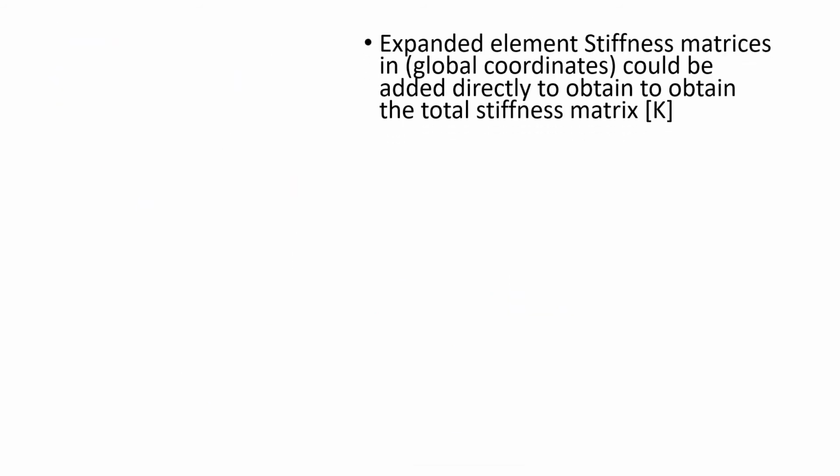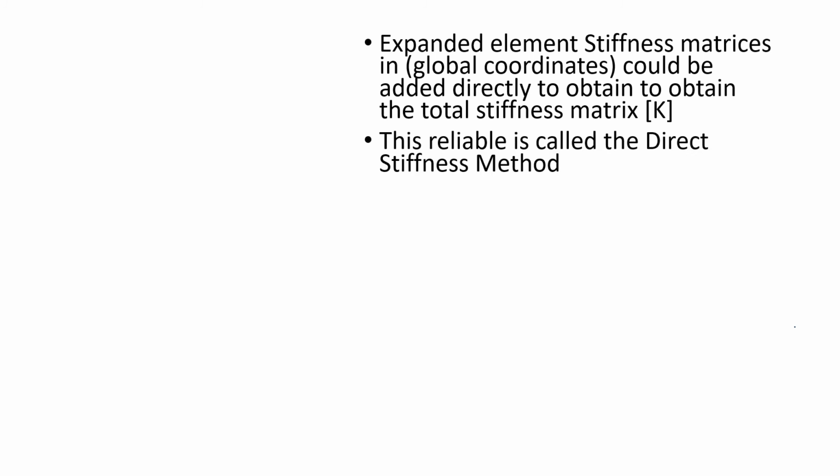The expanded element stiffness matrices, typically in the global coordinates, in this example it didn't matter because the local coordinates or the element coordinates were the same as the global coordinates, could then be simply added directly to obtain the total stiffness matrix K. This is a reliable method that is called the direct stiffness method. And I'm going to demonstrate here quickly how we can do that.